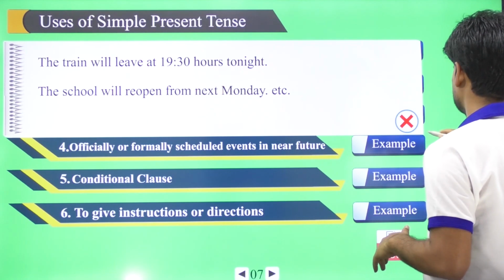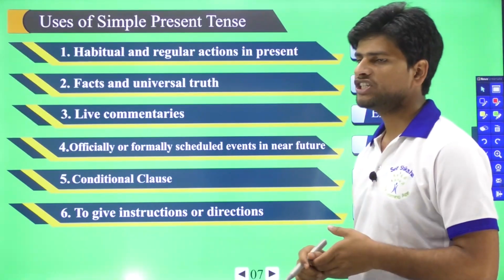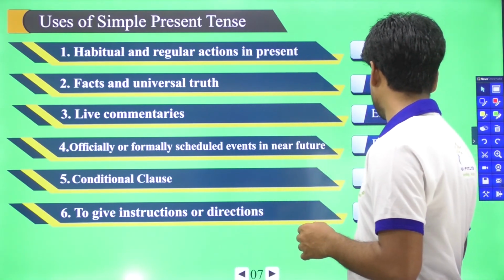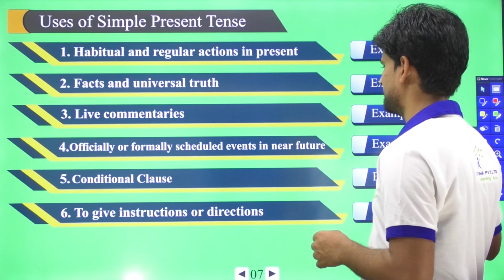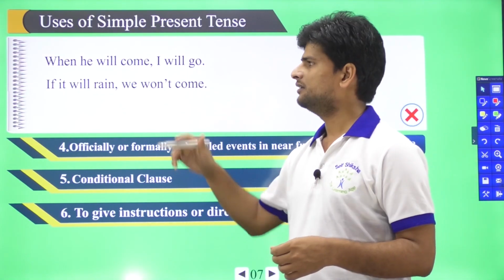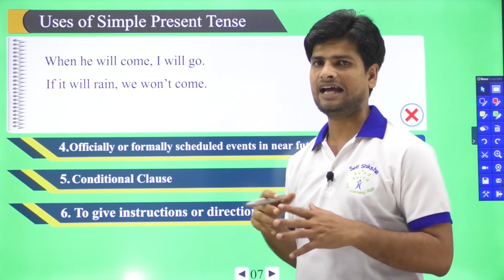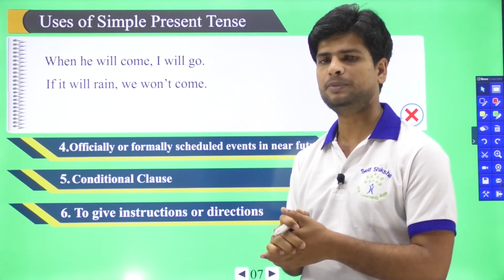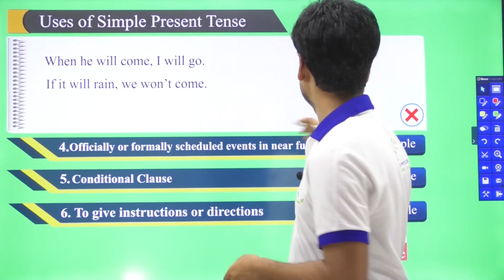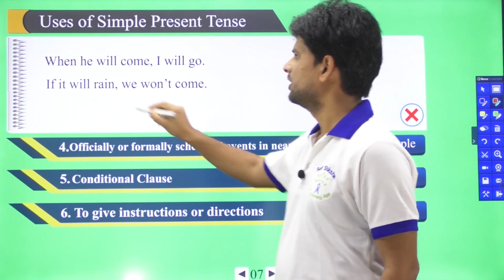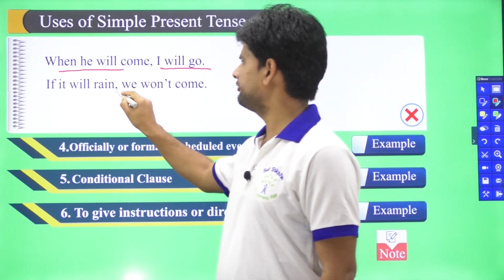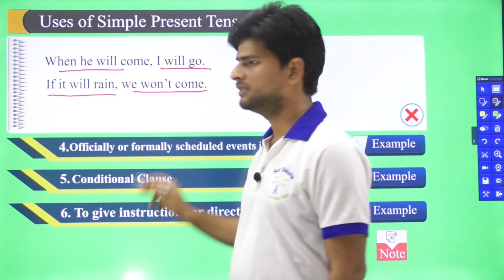Now next one is conditional clause. इसको जरा सा समझिएगा. If you are having a conditional sentence structure, let us see the example first. When he will come, I will go. ये क्या है? This is a sentence जिसके दो पार्ट हैं. The first part is the condition and the second part is the result. आप अगर देखिए तो when he will come, I will go. जब वो आएगा तो मैं जाऊंगा. If it will rain, we won't come. अगर बारिश होगी तो हम नहीं आएंगे.